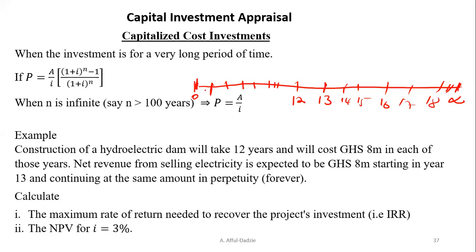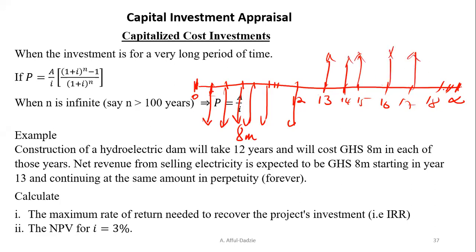So here we're saying that we want to build a dam. And so for the first 12 years, it will cost us 8 million each year. Okay, all this is 8 million. Then net revenue from selling the power is expected to be 8 million starting from year 13 and continuing in perpetuity. So here, 8 million, 8, 8, 8. So this is also 8 million.